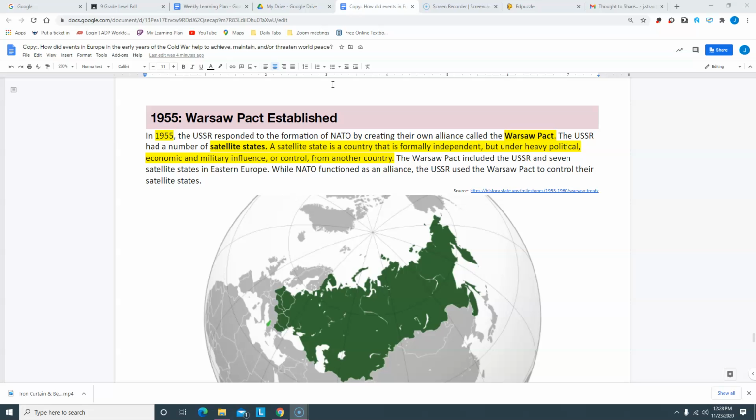So from this paragraph, what I want you to understand is the Warsaw Pact. What was it? Who was involved in it? And how is it different from NATO? Also, I want you to know and understand what satellite states are.